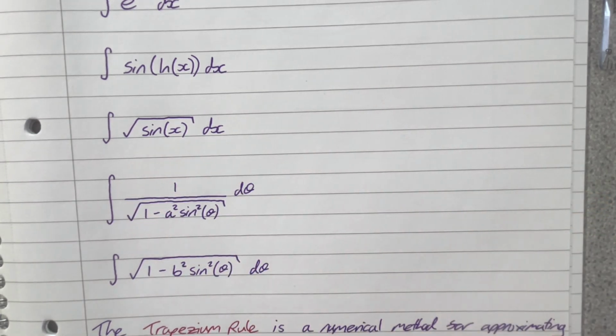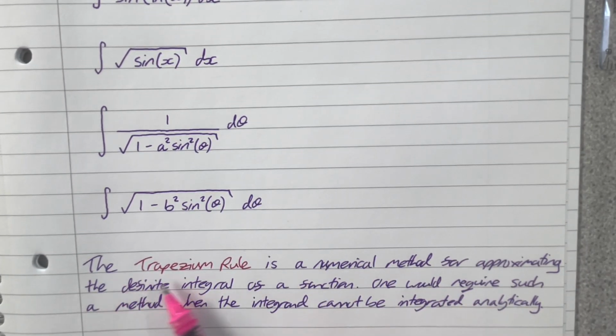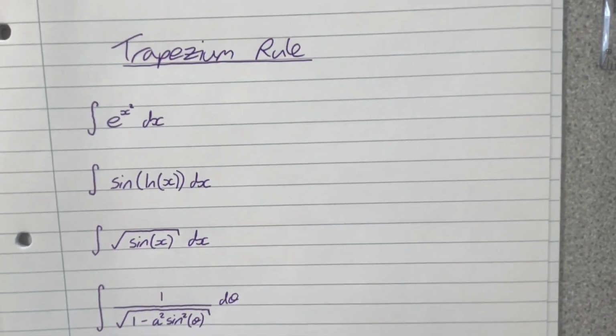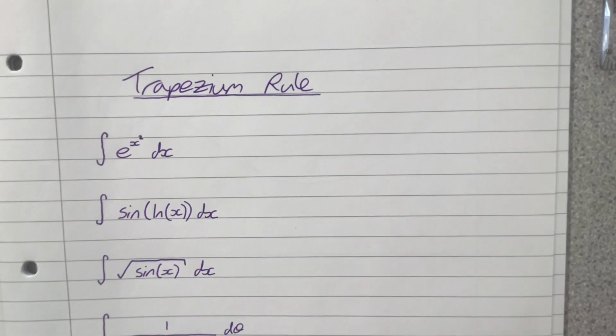So we employ numerical methods to approximate such problems. And the trapezium rule is one such method for approximating definite integrals of a function. One would require a method when the integrand cannot be integrated analytically. So in this video I'm going to derive where the trapezium rule formula comes from, then look at using it, and then look at when it overestimates and when it underestimates.